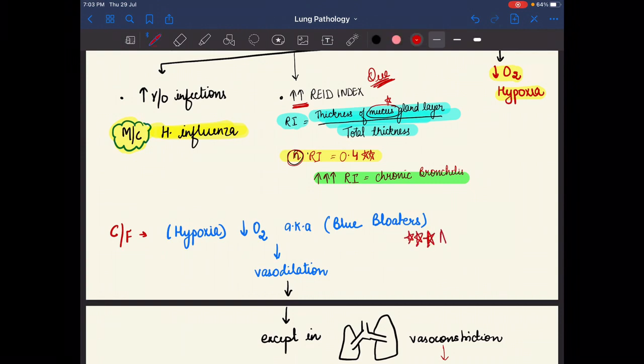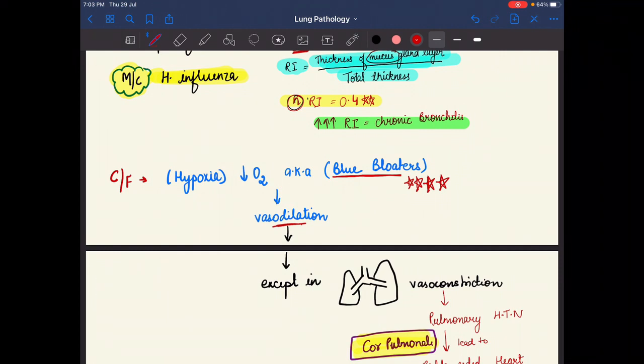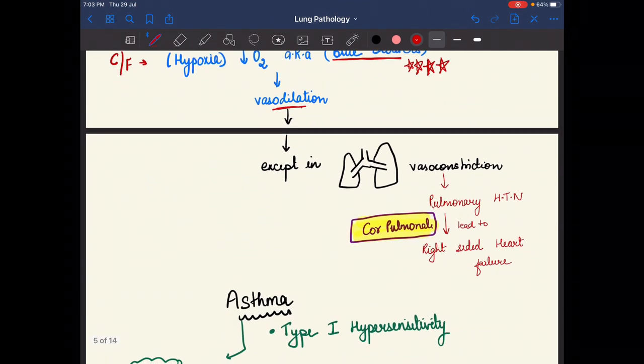These were very important points for diagnosis: blue bloaters were seen in chronic bronchitis patients, and pink puffers were seen in emphysema. As oxygen decreases, vasodilation occurs, except in one situation where decreased oxygen leads to vasoconstriction, and that is the pulmonary circulation, that is our lungs.